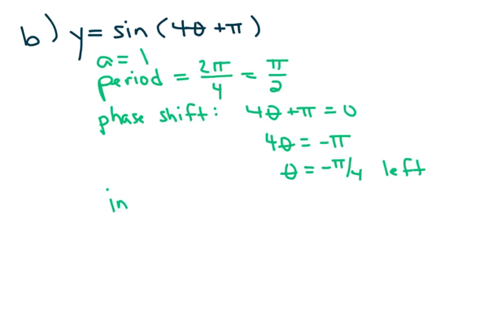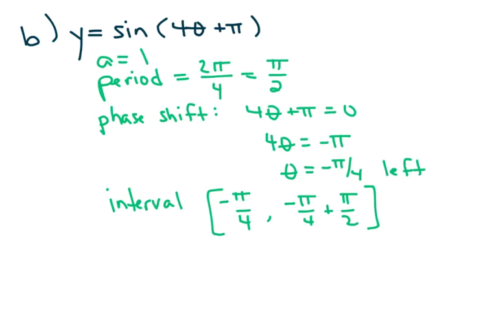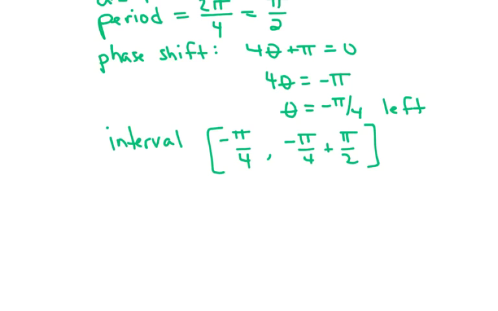Now I want to determine the interval on which I'm going to graph this. The interval is the phase shift to the phase shift plus the period. So we actually have to add negative pi over 4 plus pi over 2. If you're not sure how to add it, just have the calculator do the work for you. It's negative 1/4 plus 1/2, which is going to be positive 1/4. So that's going to be pi over 4.